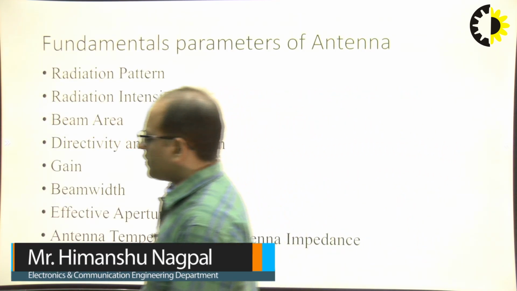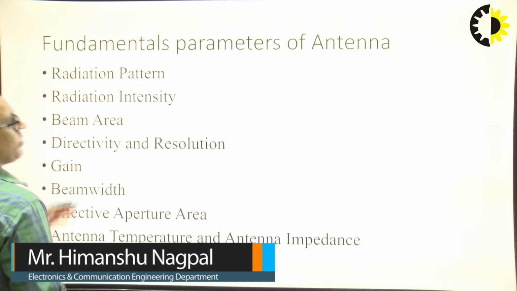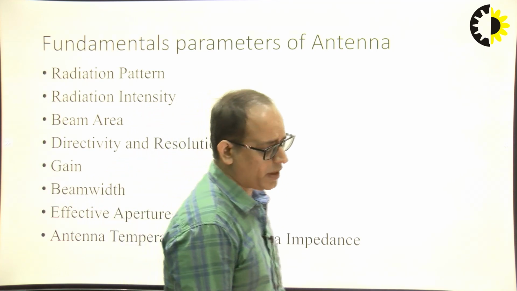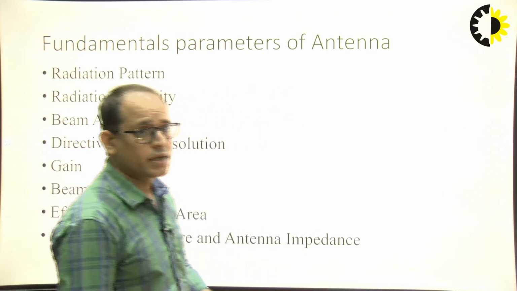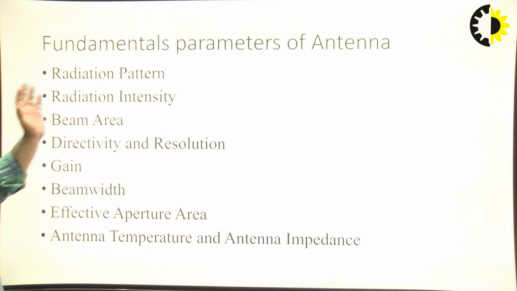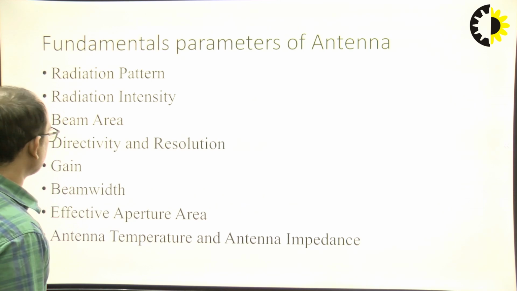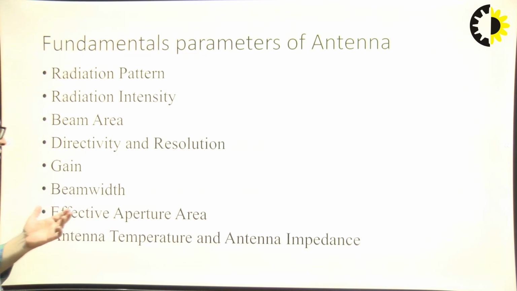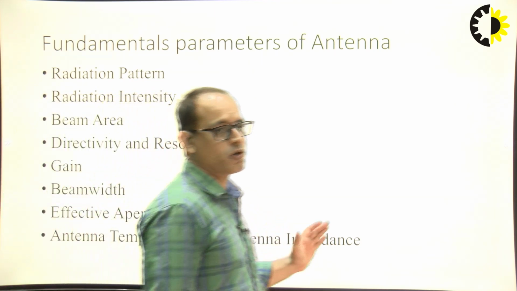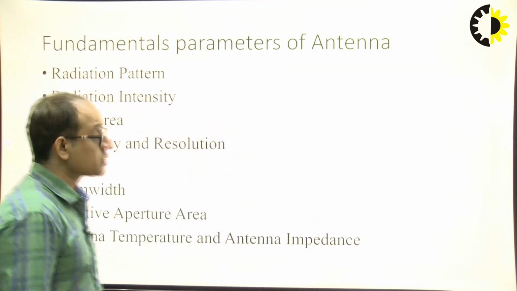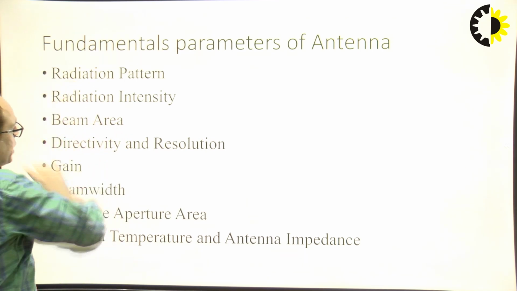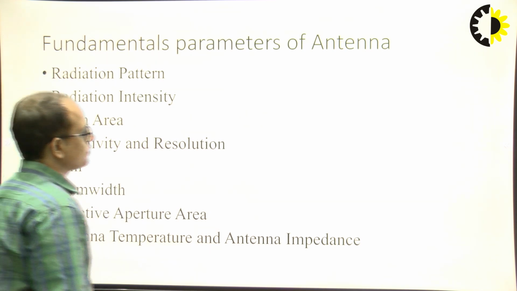In the last lecture, we started the topic of fundamental parameters of antenna, or you can say these are the parameters on which the antenna features can be determined. The first one is the radiation pattern, then radiation intensity, beam area, directivity and resolution, gain, beam width, effective aperture area, antenna temperature and impedance, and there are a number of more parameters which we will discuss. In the last lecture we discussed radiation pattern and the beam width.